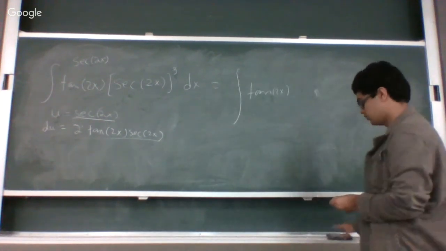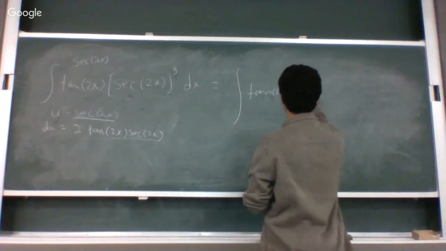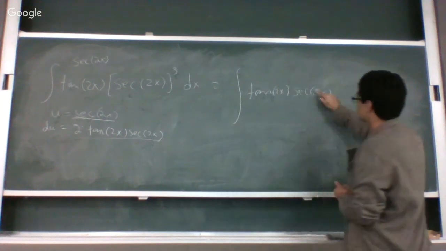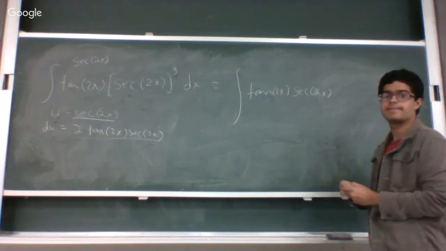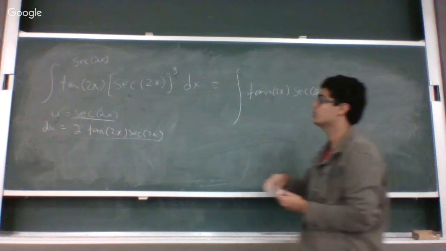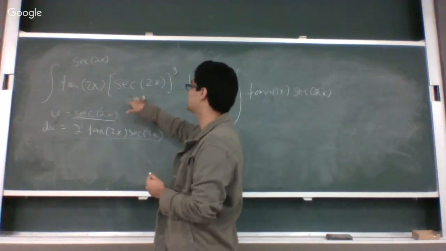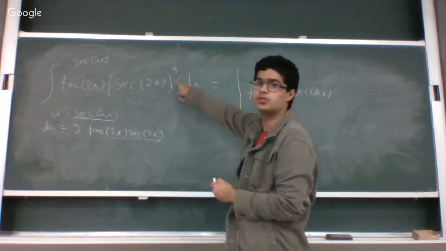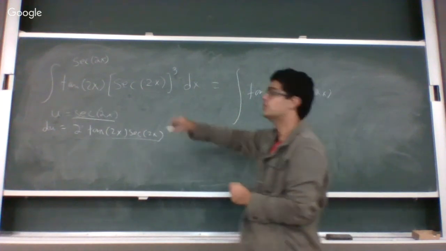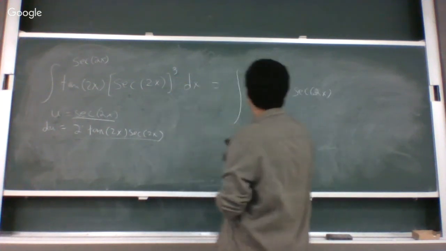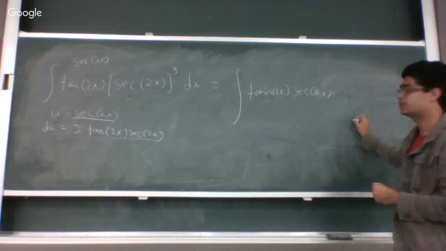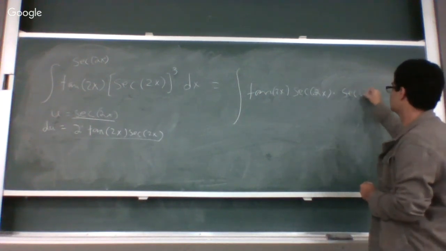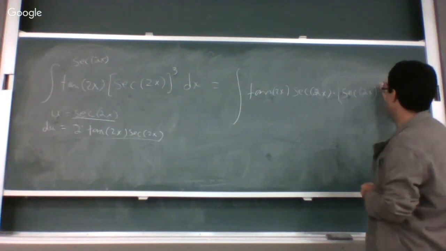If we had a secant of 2x in there, what would we be left over with? u cubed? Or ignore the u part. If we have just tangent and secant, what are we left with? This is cubed. We took out a secant. What do we multiply it here by? Oh, secant squared. Secant of 2x squared.